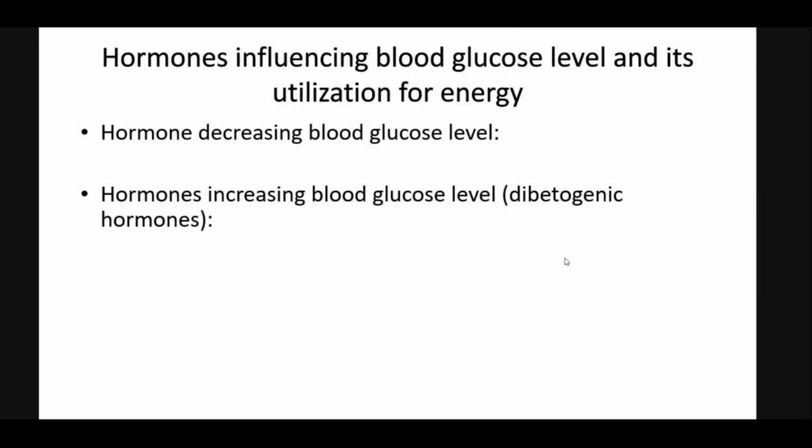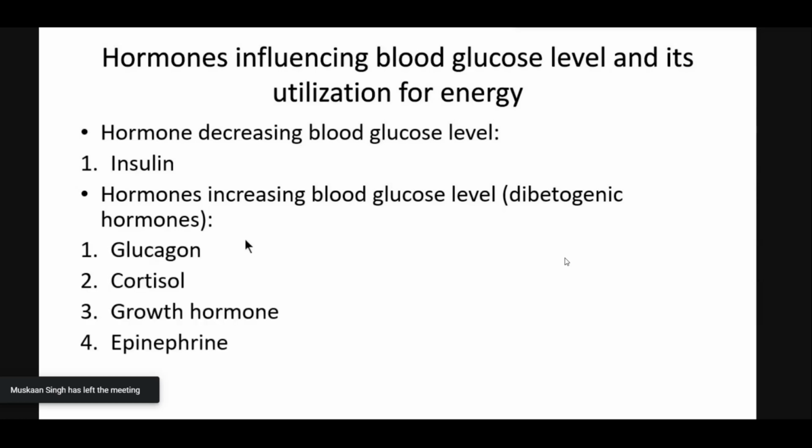There are some hormones that decrease blood glucose level, and there are some hormones that increase blood glucose level. There are multiple hormones that increase blood glucose level, but the hormone that decreases blood glucose level is mainly insulin. You can say only hormone. Insulin is the hormone decreasing blood glucose level, and there are hormones increasing blood glucose level. As diabetes is a hyperglycemic condition, they are also loosely called diabetogenic hormones, and they include glucagon.